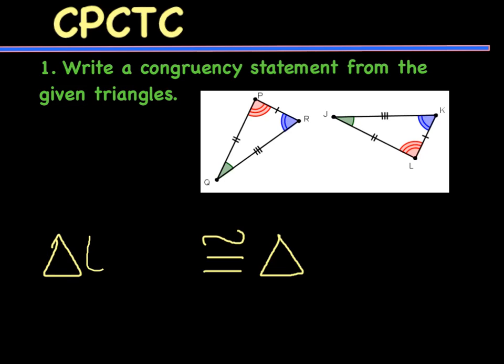So Q, R, P, triangle QRP is congruent to, and we go over here, you can see these two are corresponding parts. They're going to be congruent. So this one has 1, here's our 2, and here's our 3. So J, K, L. That's our congruency statement. That's it. Pretty easy, right?